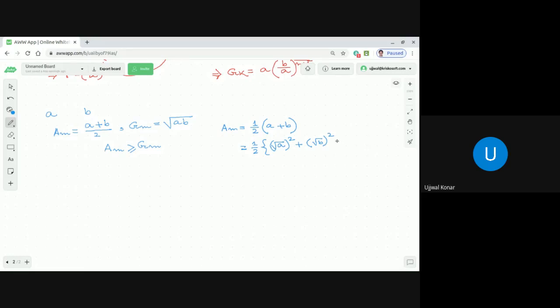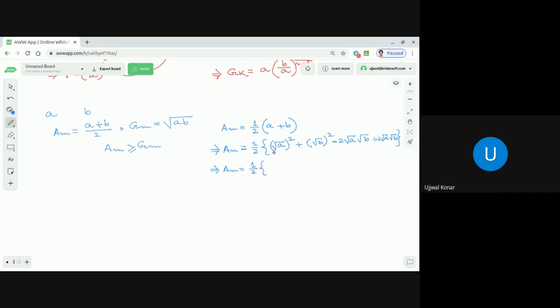a term called minus 2 into square root of a into square root of b. And the same term I am adding, 2 into square root of a into square root of b. Then it is fine, na? Yes. Why I have done so? That we will discuss. That we will understand in another few minutes. So arithmetic mean is equal to 1 by 2.